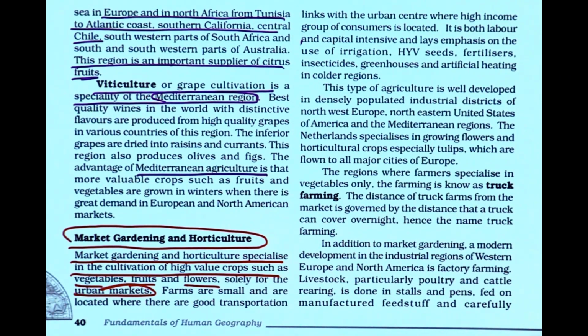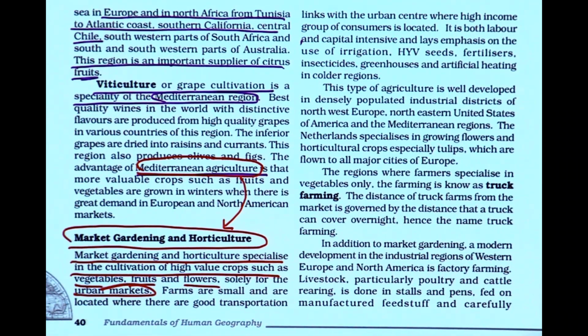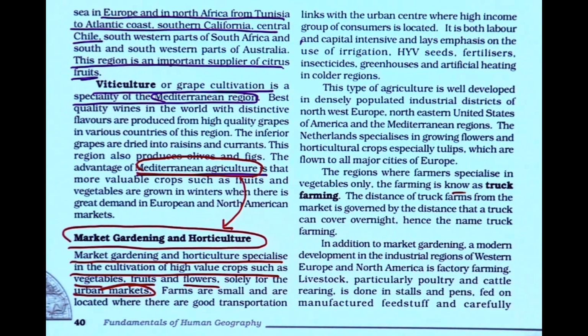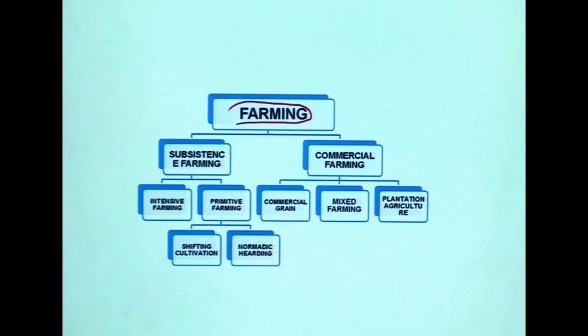So if I say what type of agriculture Mediterranean agriculture is, I'll say it is related to horticulture. But then horticulture is also correlated to market gardening. And when we talk about it as commercially viable, there are other terms which are applied, such as truck farming: vegetable cultivation in the close vicinity to be delivered to the neighboring market area.